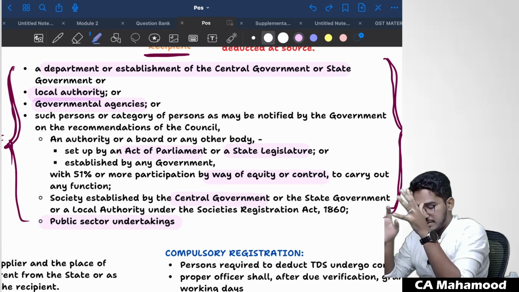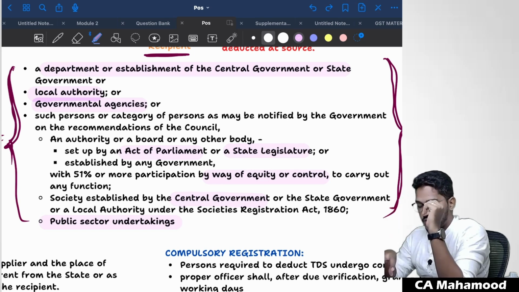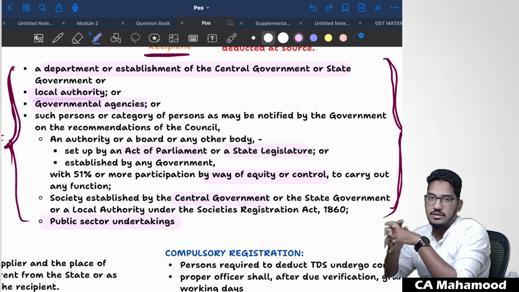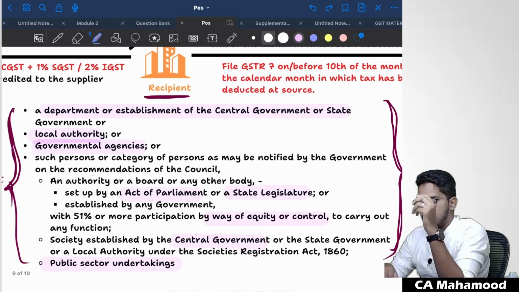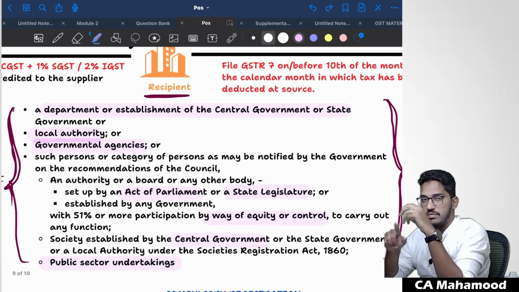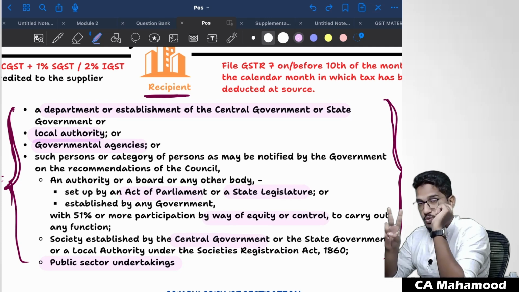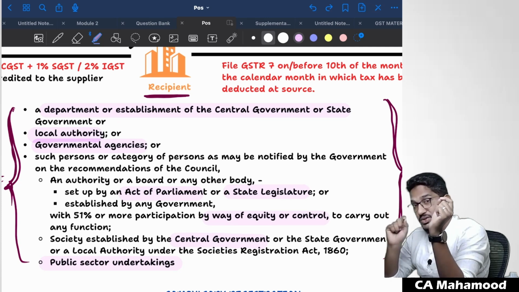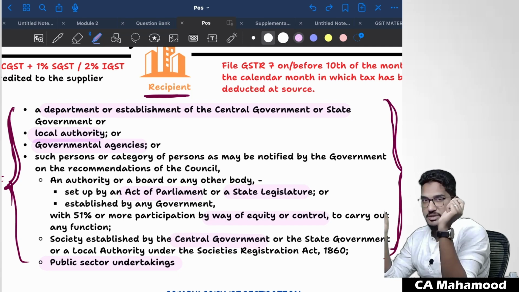If the recipient falls under any of these categories, then what will happen? Then the recipient, instead of paying the full amount of consideration to the supplier, will deduct. In case of interstate supply, 2% IGST will be deducted. In case of intrastate supply, 1% CGST and 1% SGST will be deducted.